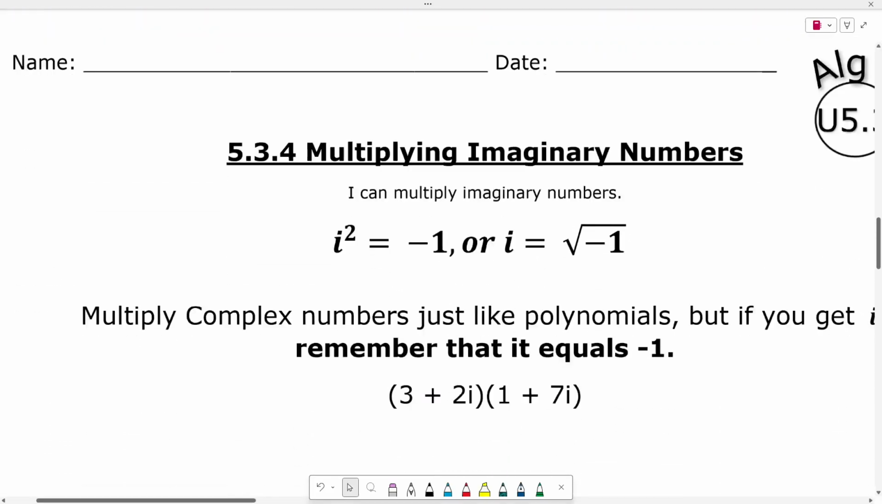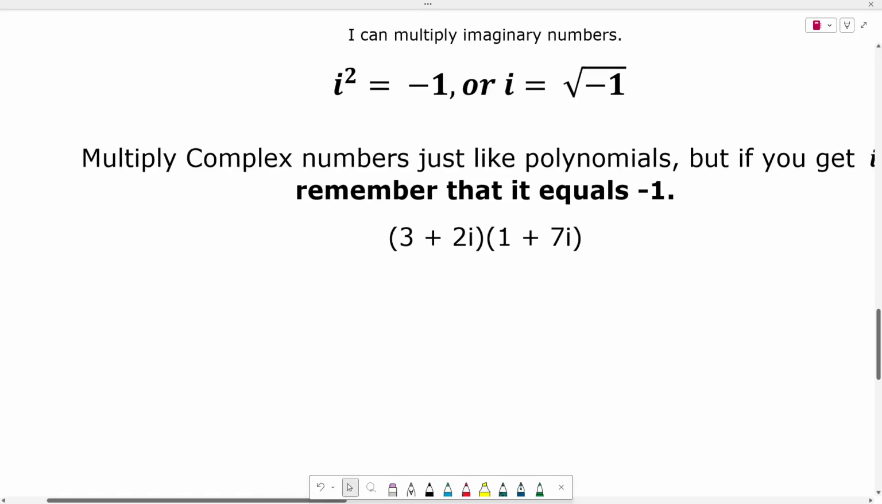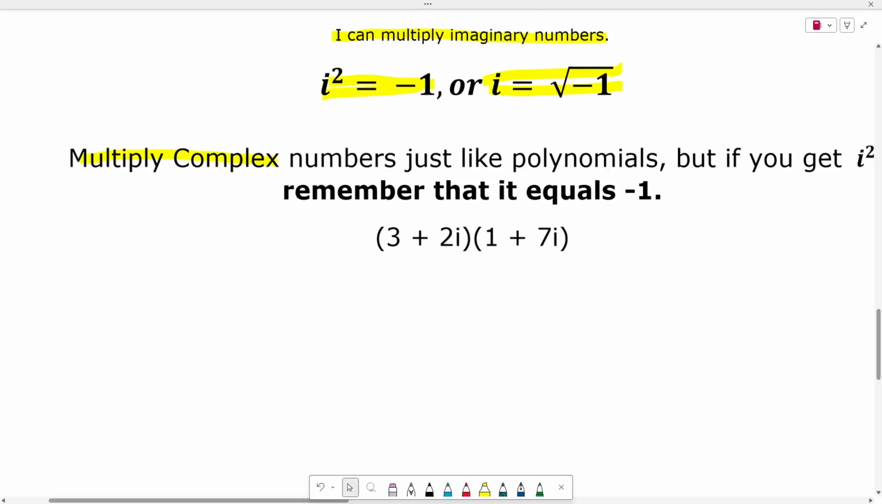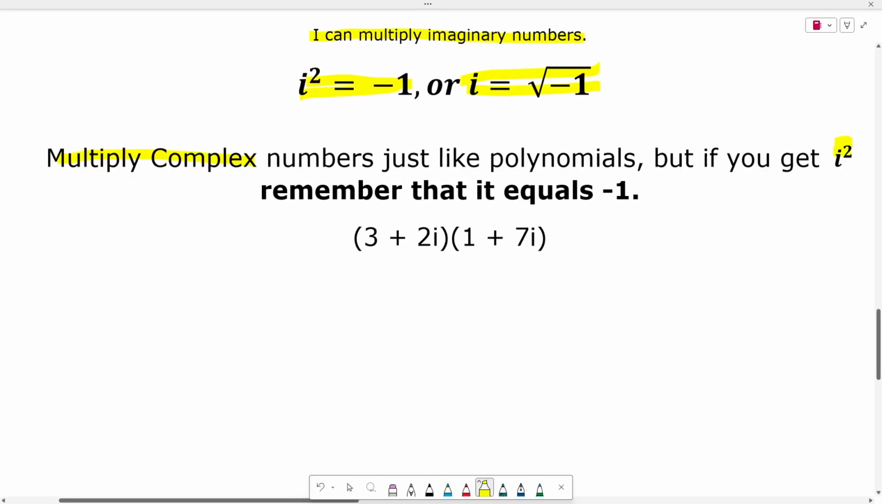We can do multiplying. It says here, I can multiply imaginary numbers, which we know by definition. We've already talked about this earlier. Here are my definitions of what i is, and we're going to be multiplying our complex numbers. So when we multiply our complex numbers, we have to remember that if we ever get i squared, we have to simplify that. That becomes -1.